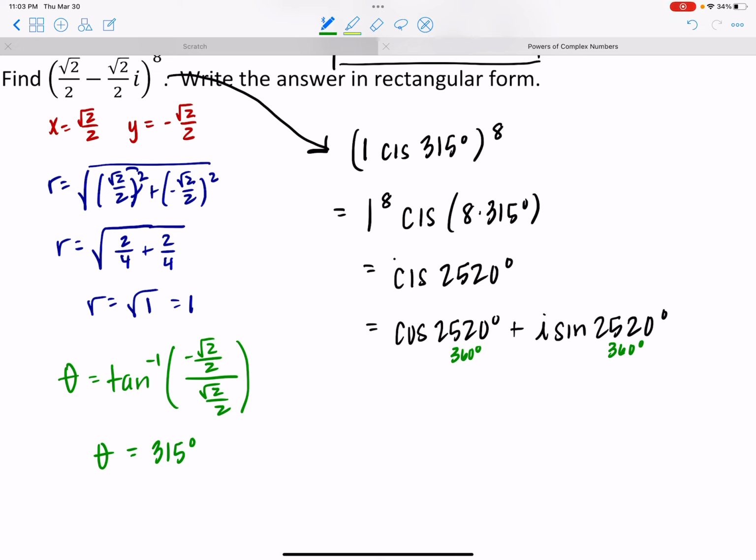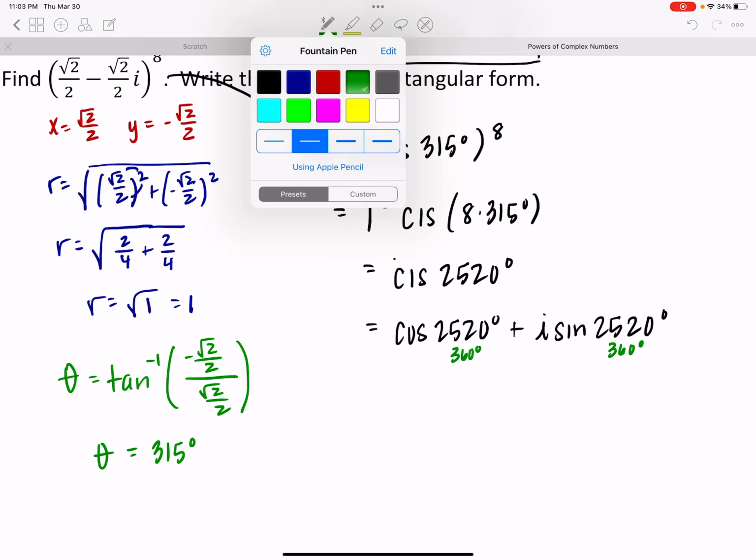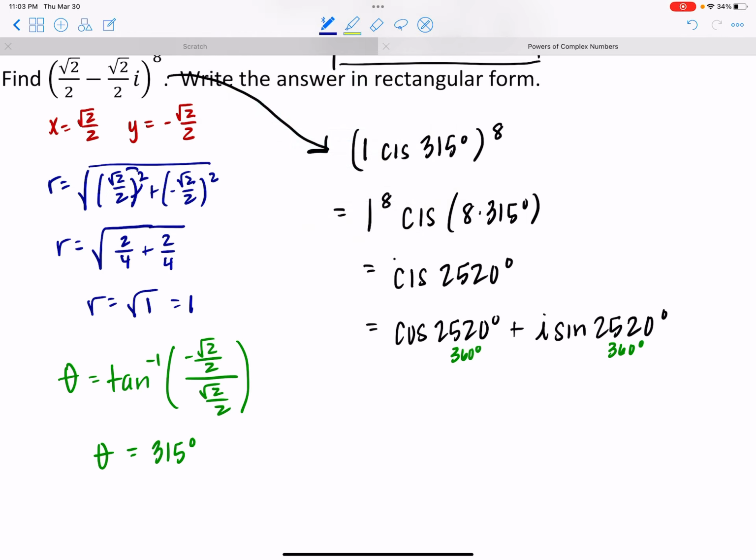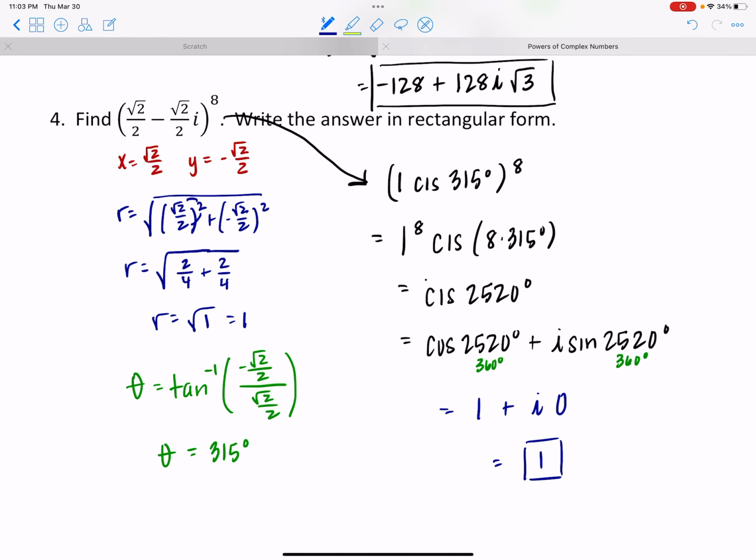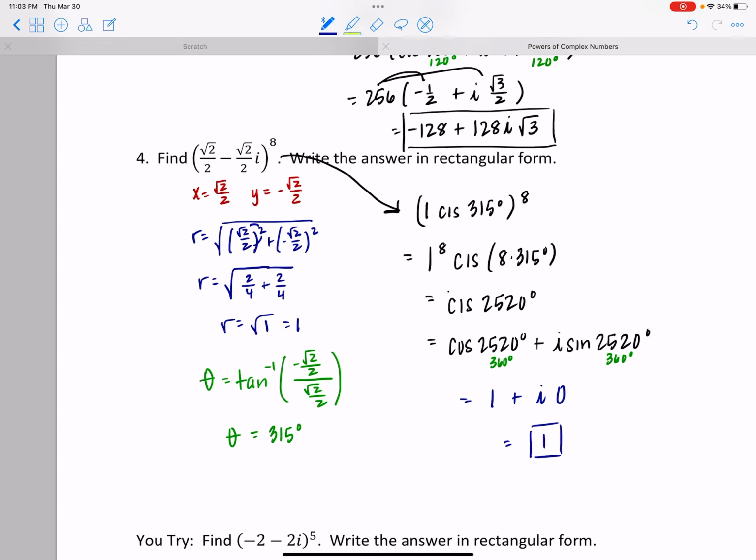So what's the cosine at 360, which is the same as the cosine at 0? That's going to be 1. So this ends up being 1 here, plus we have i times the sine at 360. Well, the sine at 360, that y value is going to be 0. So if we multiply anything by 0, that part goes away, which means this whole thing is equal to 1. Okay? So we end up with a real number for that complex number raised to the 8th power, which I know it's a little mind-blowing to see.